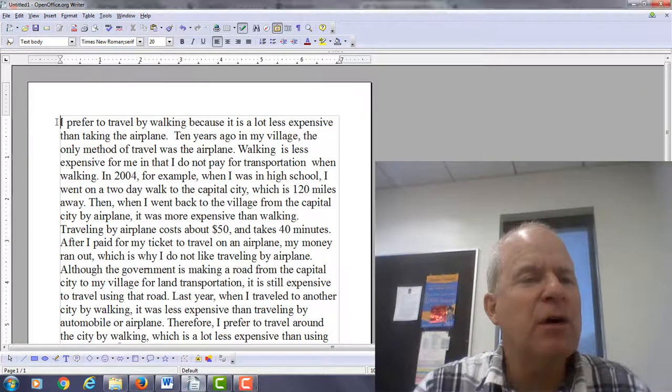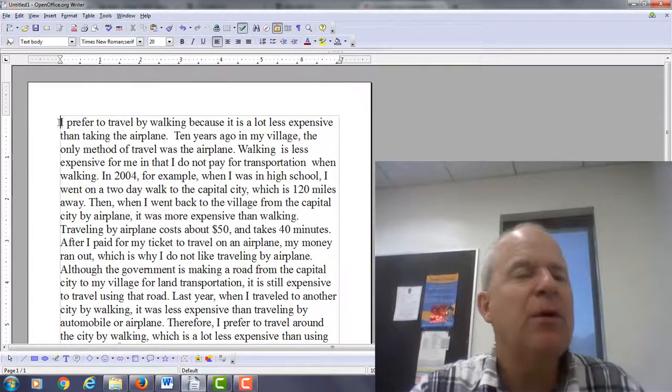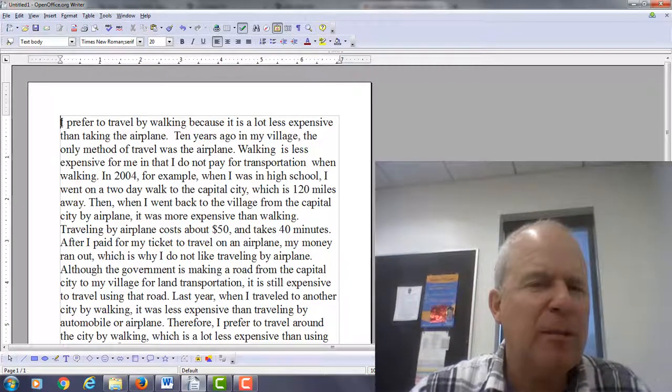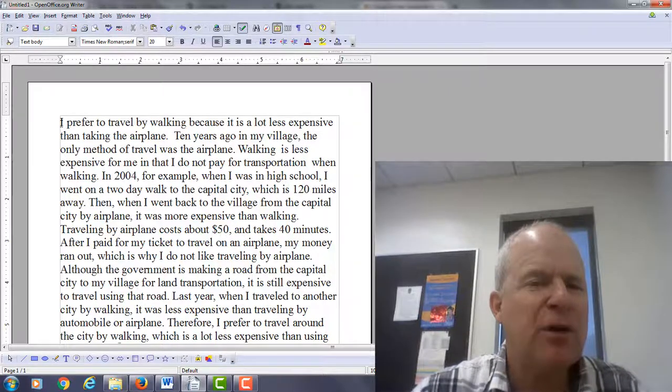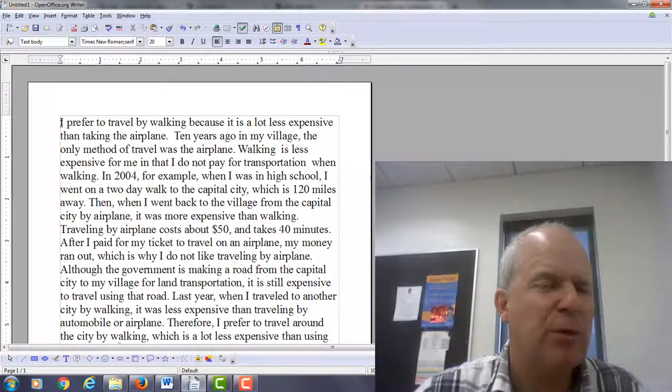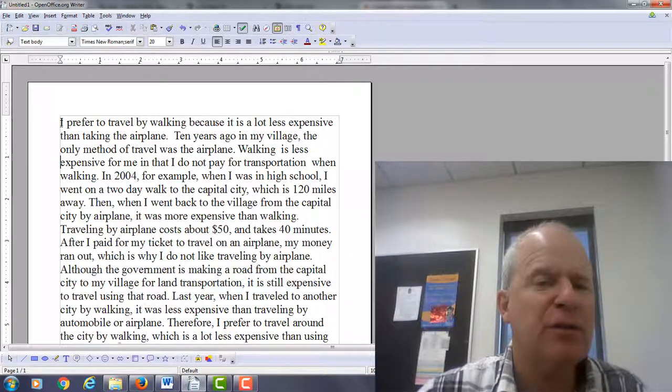All right, let's take a look at your paragraph one more time. So, I prefer to travel by walking because it is a lot less expensive than taking the airplane. 10 years ago in my village, the only method of travel was the airplane. Walking is less expensive for me in that I do not pay for transportation when walking.